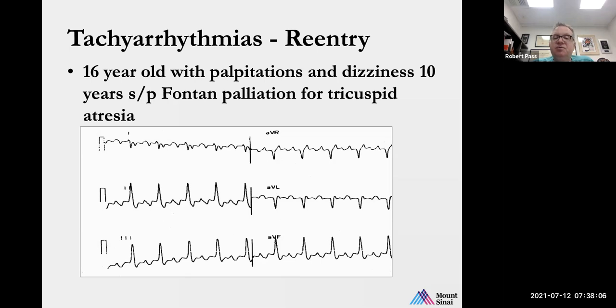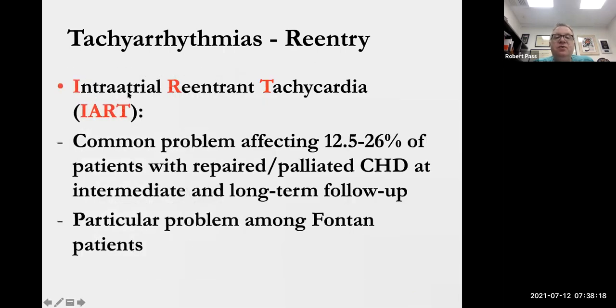I have seen very experienced cardiologists send patients home who were being seen for a routine annual visit and were in atrial flutter and did not recognize it until afterwards. When we have atrial flutter in a Fontan patient, we refer to it as intra-atrial reentrant tachycardia, sometimes referred to as IART. It is a very common problem that affects about a quarter of all patients with repaired or palliated congenital heart disease. And probably that percentage rises the older that the patient is.